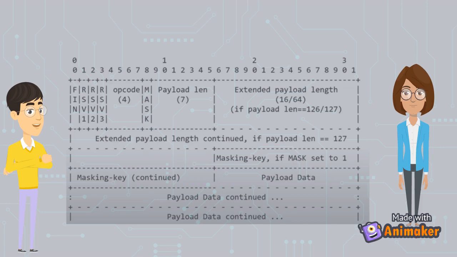If data masking is used, then frames must include the masking key, the mask key. The masking key is randomly generated by the sender, and this key must be different for each frame. If masking is used, then the payload data contains the data that is obtained as a result of an XOR operation on the key and the original data.